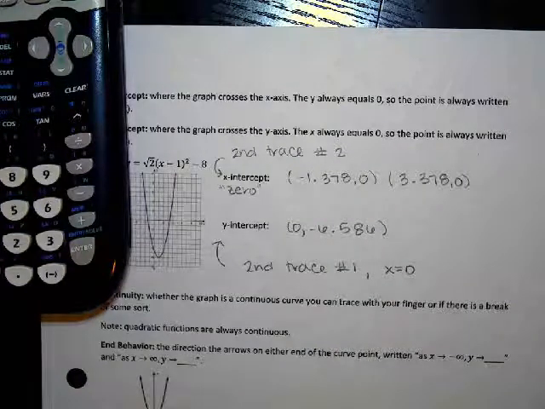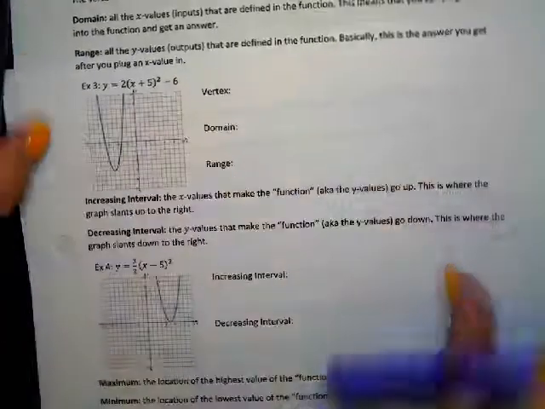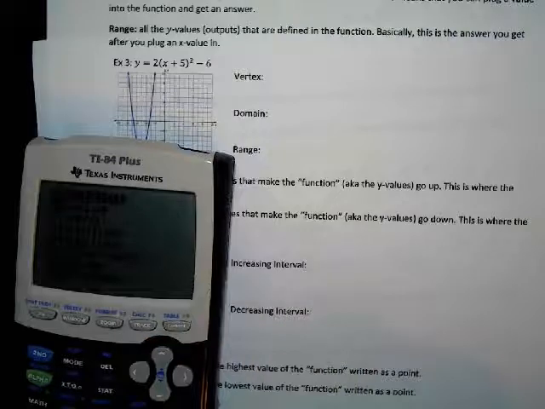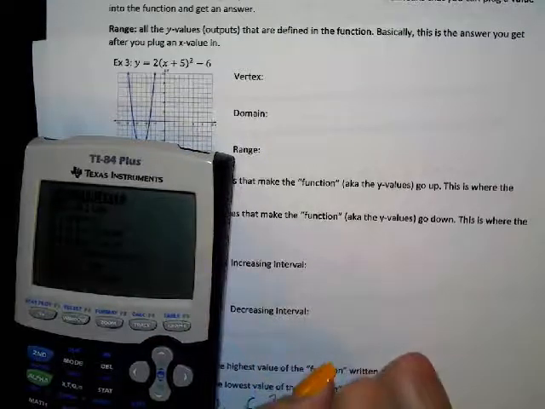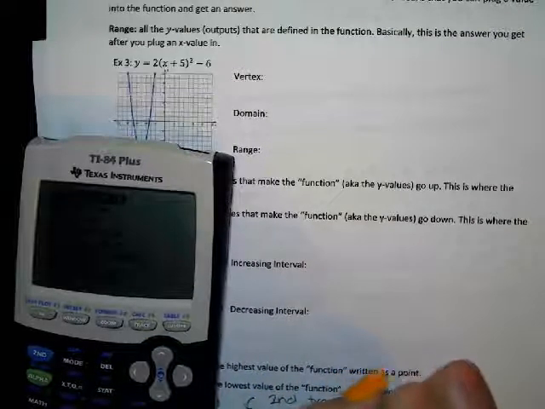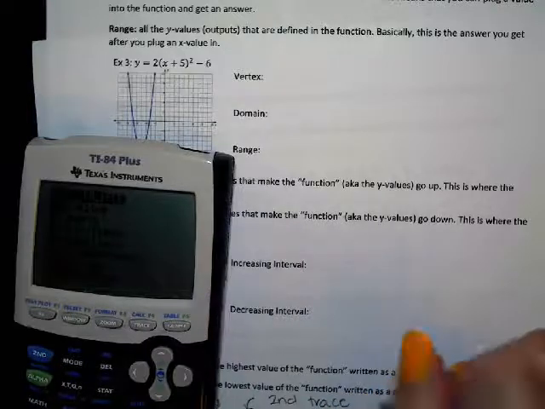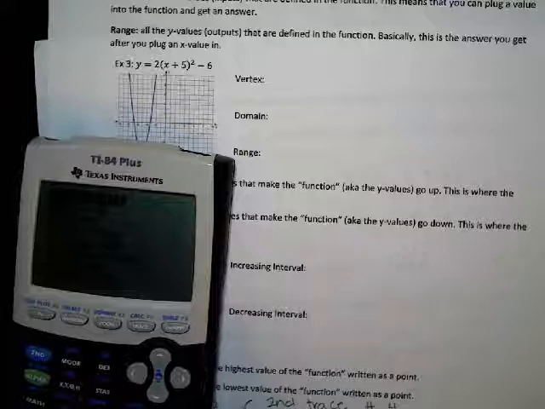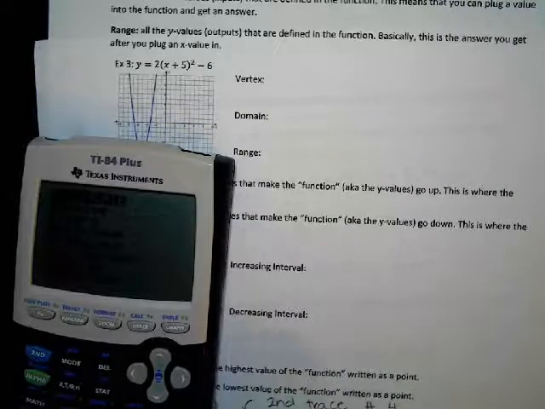All right, I'm going to flip back to the previous page. We didn't put instructions on these. We can go ahead and do that. So for maximum, second trace, maximum is second trace number 4. Minimum, if we had it, would be second trace number 3.